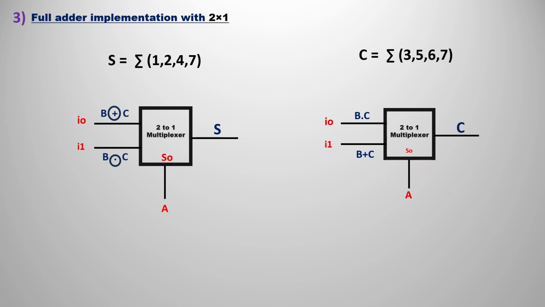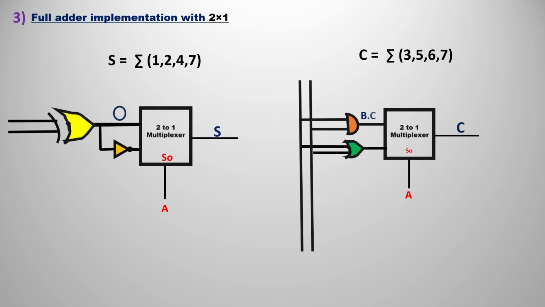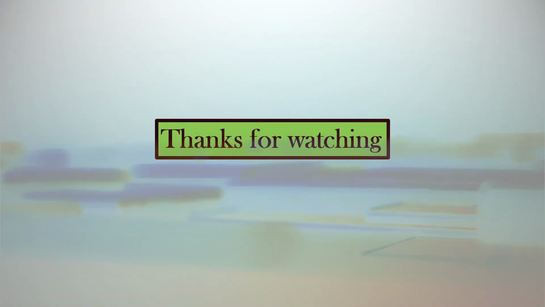We can simply represent B XOR C as the input lines for the sum, and B dot C as I naught and B plus C as I1 for the carry. We can represent all that, and we can also convert these equations into the output expressions or the circuit diagram. For the sum, that is XOR, we can also get it from XNOR, because if we just invert that we get the XOR, so that is I1. For the carry, the first one we have B dot C as I naught and B plus C as I1. I hope you understood this video. Thanks for watching up to now.